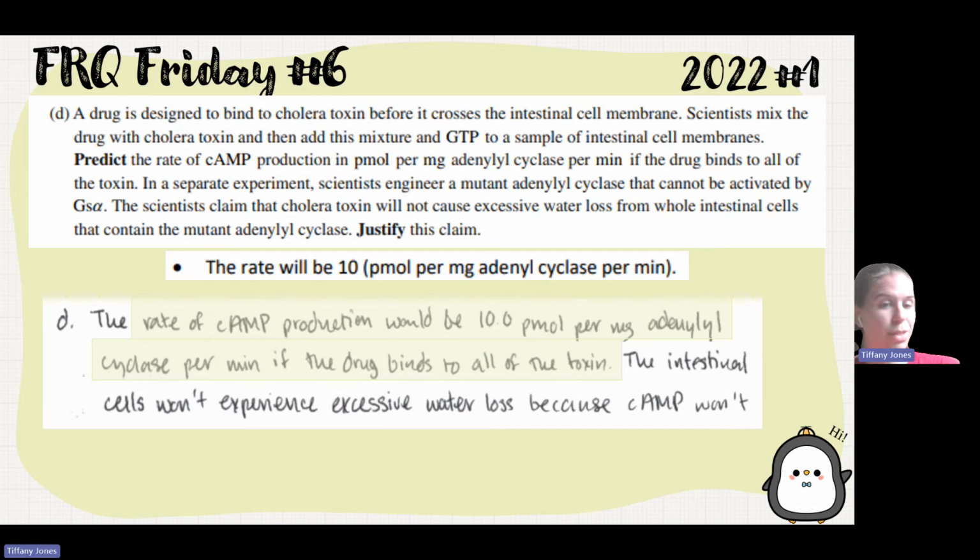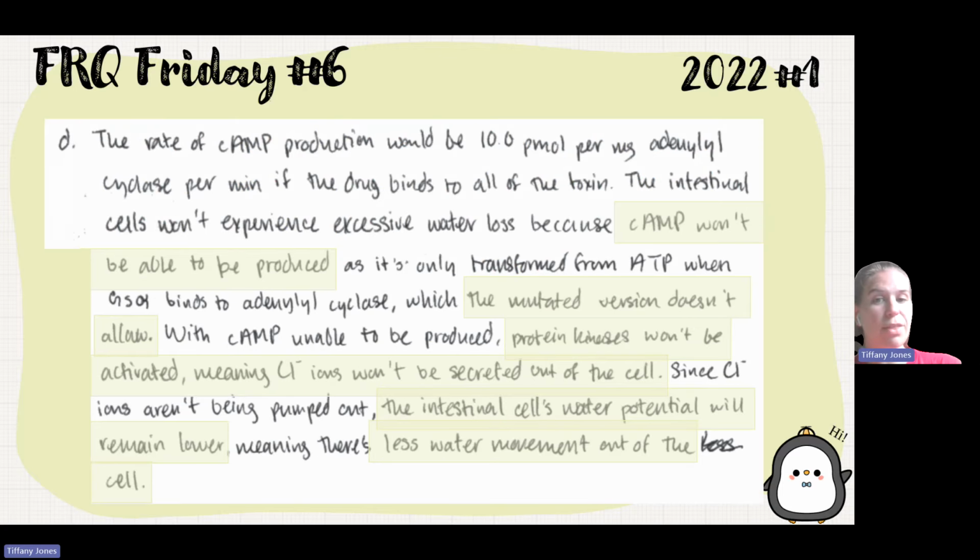So here's a student. The student said the rate of cyclic AMP production would be 10 picomoles, all the whole units, if the drug binds to all of the toxin. They then go on to talk about how the intestinal cells won't experience the excessive water loss because cyclic AMP won't be able to be produced. The mutant version doesn't allow it. So the protein kinase won't be activated, meaning that the chloride ions won't be secreted out of the cell, and then the water potential will remain lower, and thus less water movement would be released.